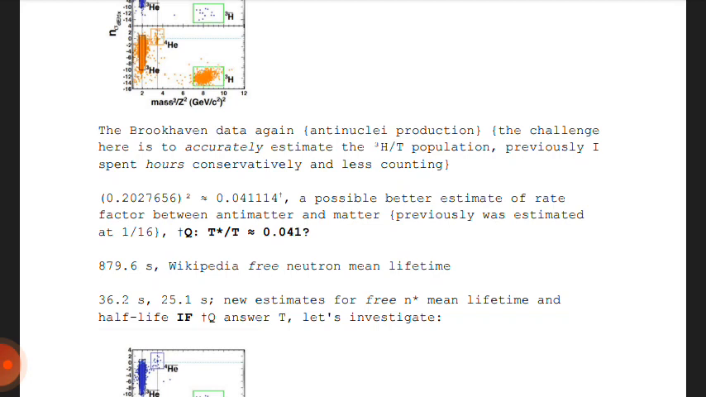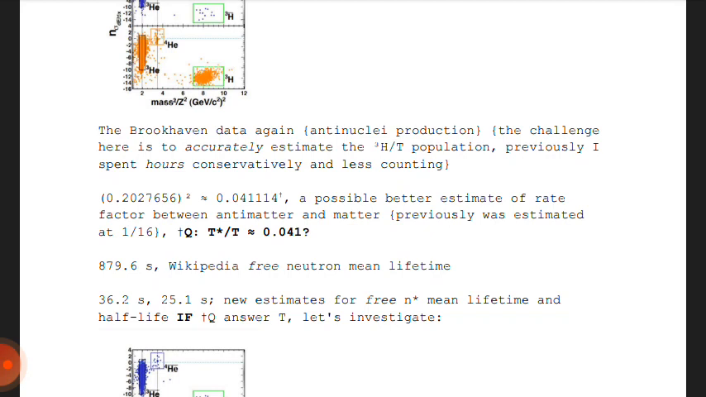A possible better estimate of the rate factor between antimatter and matter previously was estimated at 1/16. The question here is: is the population of antitritium over tritium approximately equal to 0.041?